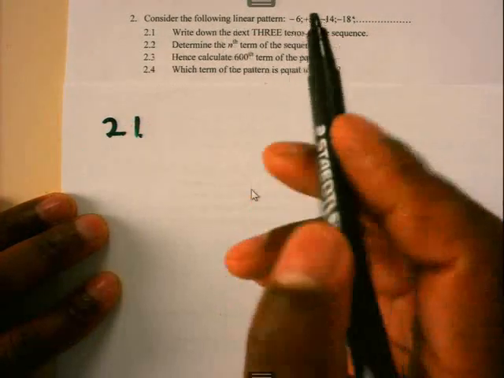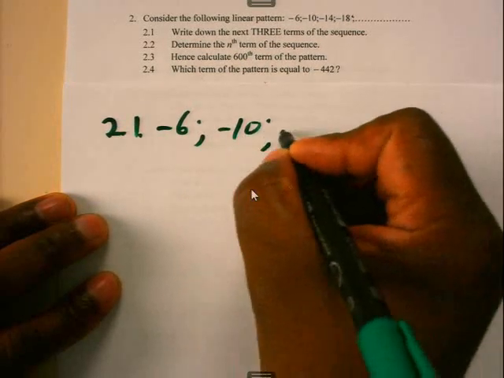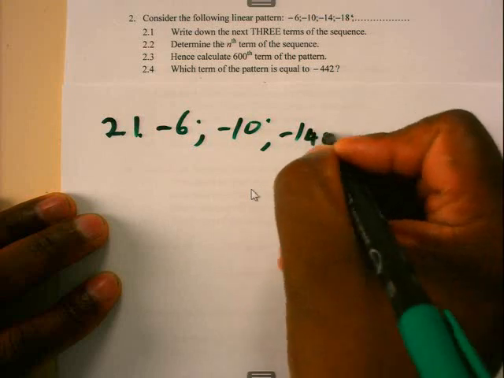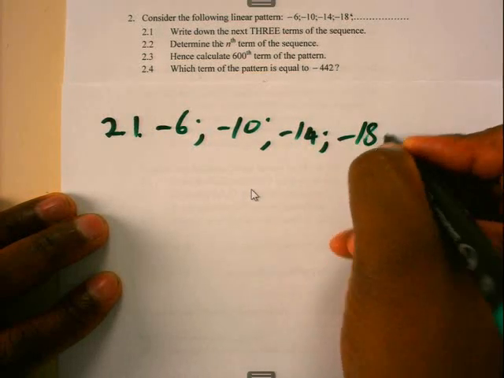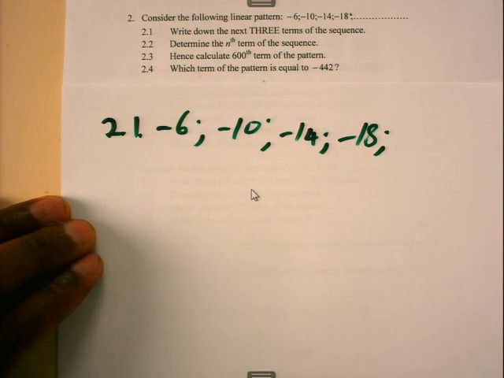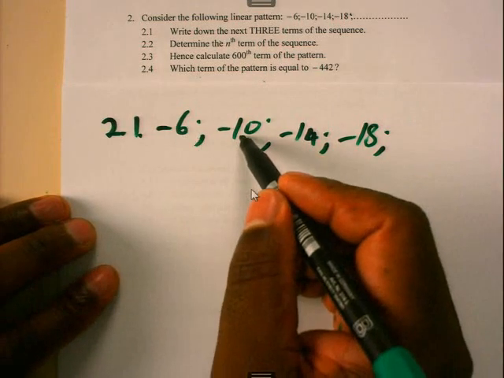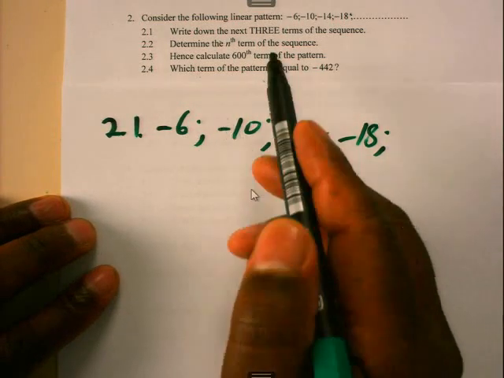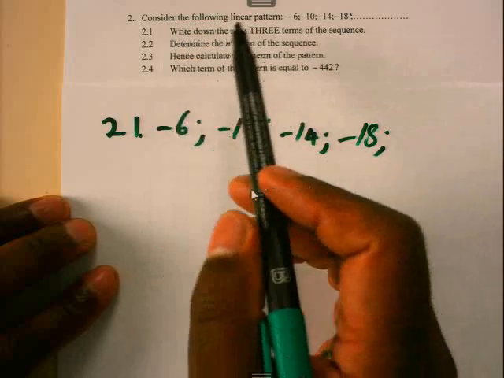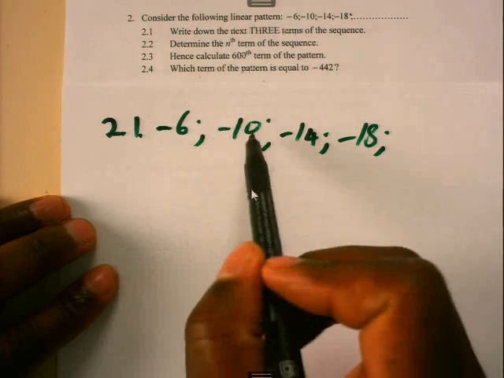2.1. Remember, the first term is -6, -10, -14, -18. So to write down the next 3 terms of the sequence, you just have to keep on subtracting 4. The common difference here is -4. Check: it is given that this is a linear number pattern, so the first difference is common.